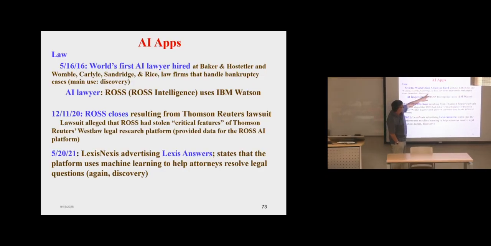And this is a white shoe firm, a great big giant firm that handled bankruptcy. Okay? So they used Ross to do discovery, and they got rid of almost all their partners in bankruptcy because of electronic discovery. Well, then Ross got sued by Thomson Reuters. Now, you guys know what Westlaw is? Westlaw is digitized law going back centuries. Okay, so it's a gigantic database of previous court cases, global court cases.